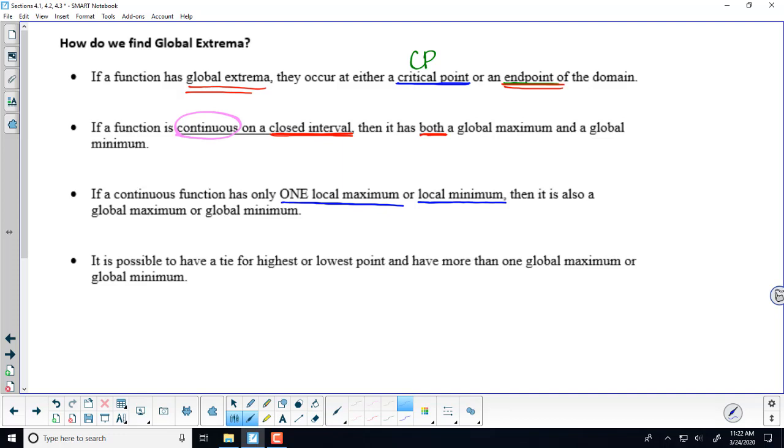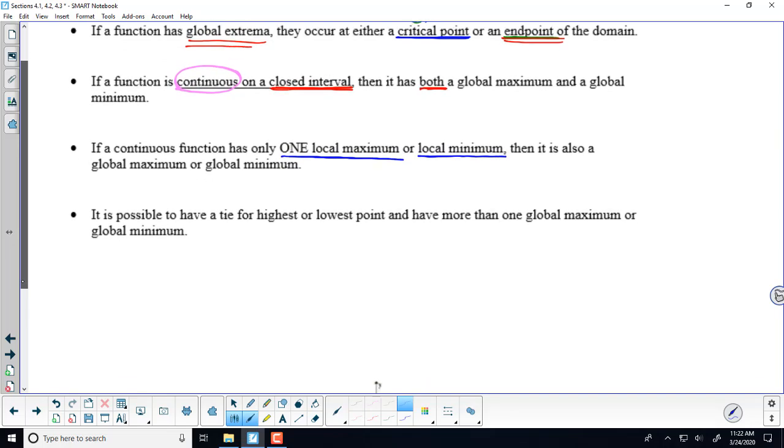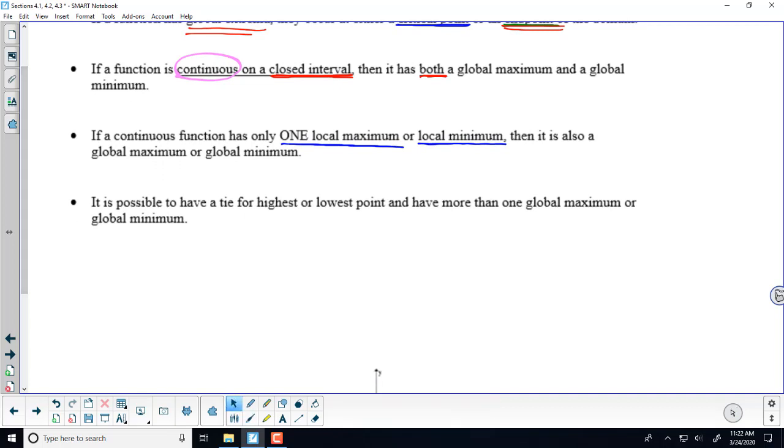So this kind of pertains more to functions that are not on a closed interval typically. And the last one, it's possible to have two points that are absolutely the highest, or more than one, or absolutely the lowest. So you might have more than one global max or global min. Dun, da, da, da, I'm not ruining the surprise.